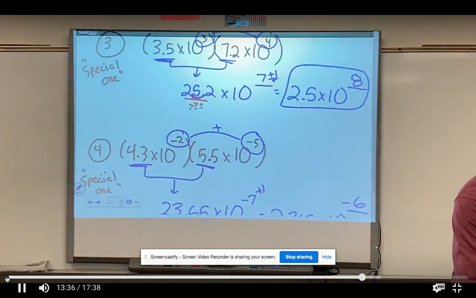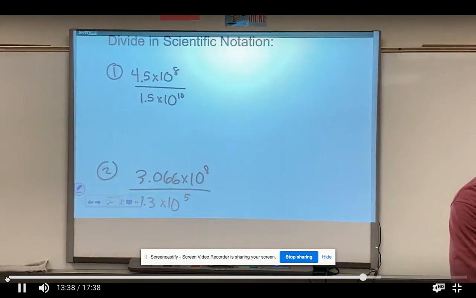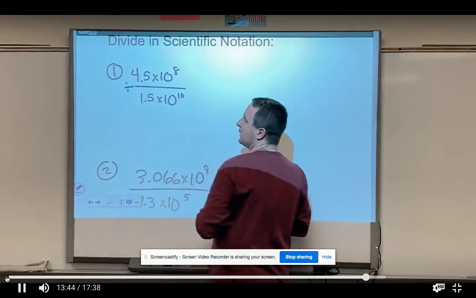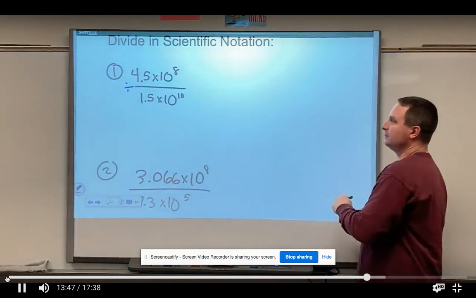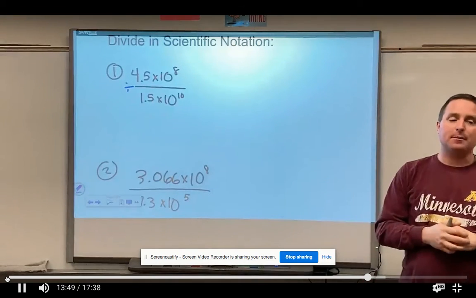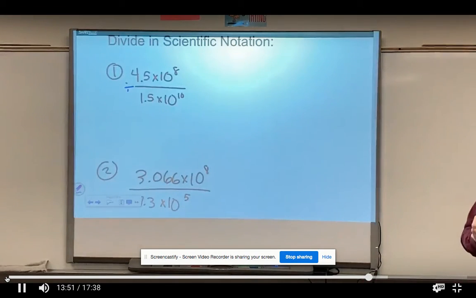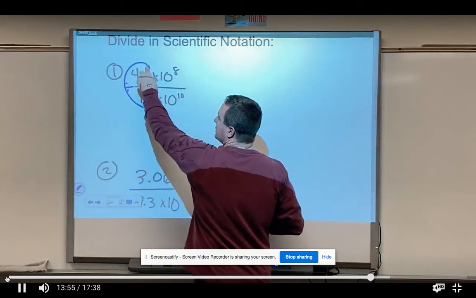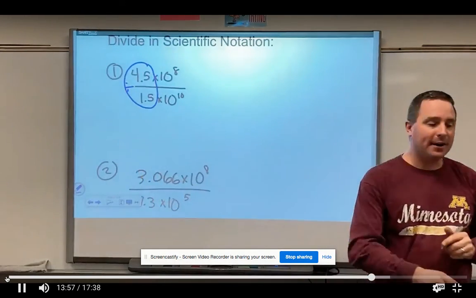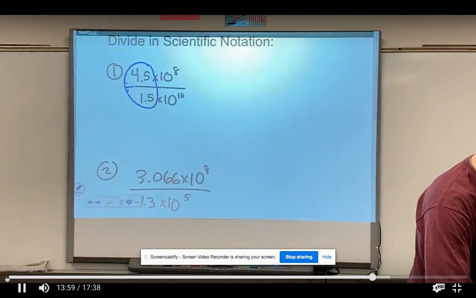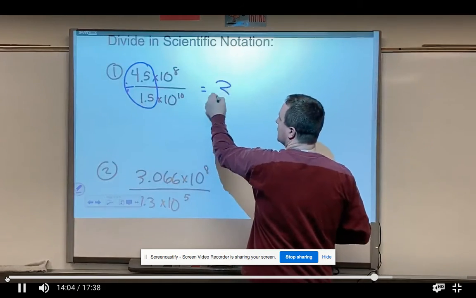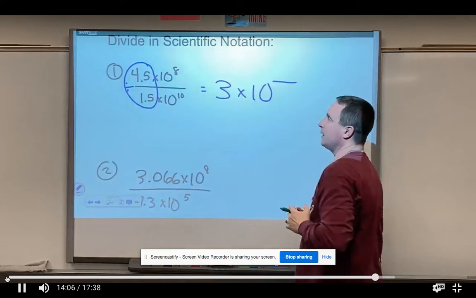Okay, the last thing I have here is dividing numbers in scientific notation. Okay, and notice how the division is written as a fraction bar. We usually don't see things written with that division symbol. Division is going to be written as a fraction bar. Well, we can do the same exact type of shortcut. I can divide the decimal pieces. I can do 4.5 divided by 1.5, and I get 3. Turns out to be a nice number, times 10 to some power.